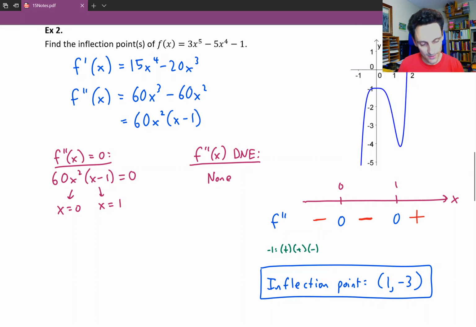And I'll point out, there's the inflection point. Notice that the concavity is changing from concave down to concave up, just like we found.